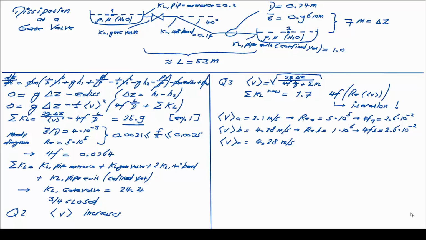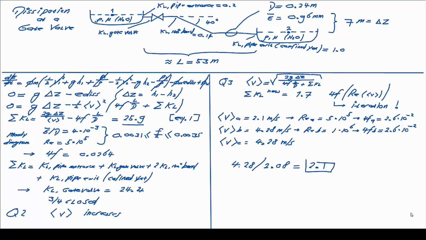To calculate the factor, we make the following division. 4.28 divided by 2.08, and this is 2.1. So the velocity increased by a factor 2.1 as a result of opening the gate valve.